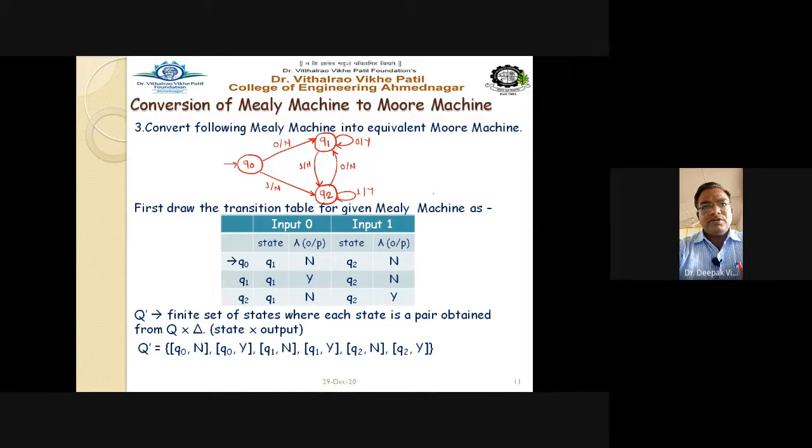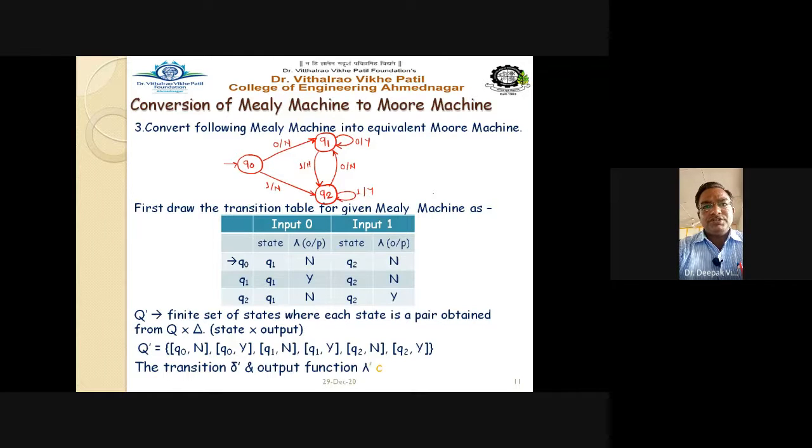So this particular problem consists of 6 new states in the resultant Moore machine, that is Q0N, this is the first state, Q0Y, it is the second state, Q1N is the third state, Q1Y is the fourth state, Q2N is the fifth, and Q2Y is the sixth state in the resultant Moore machine. Okay. Now what we have to find out here? We have to find out their delta transitions on input 0, 1 for these newly 6 states.